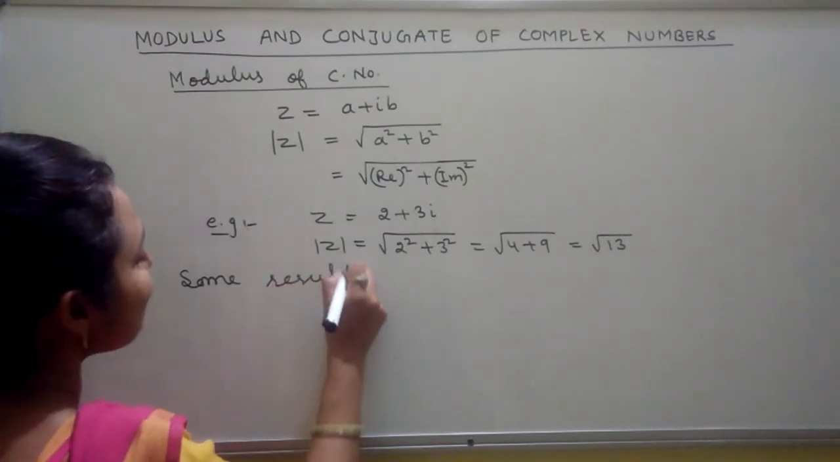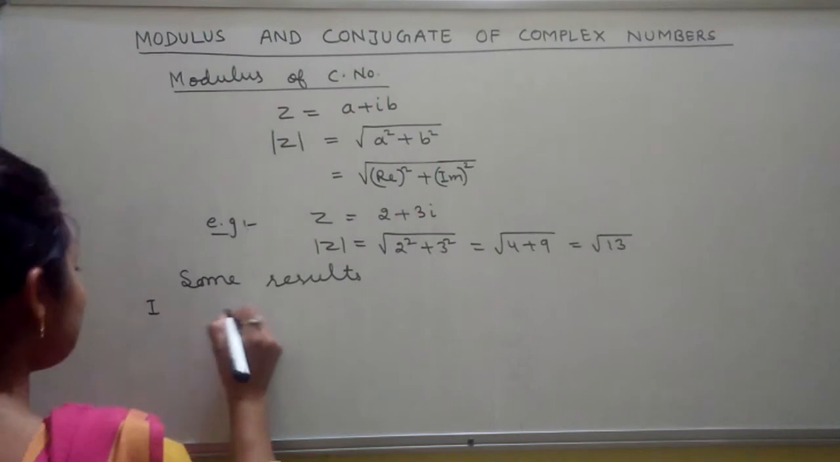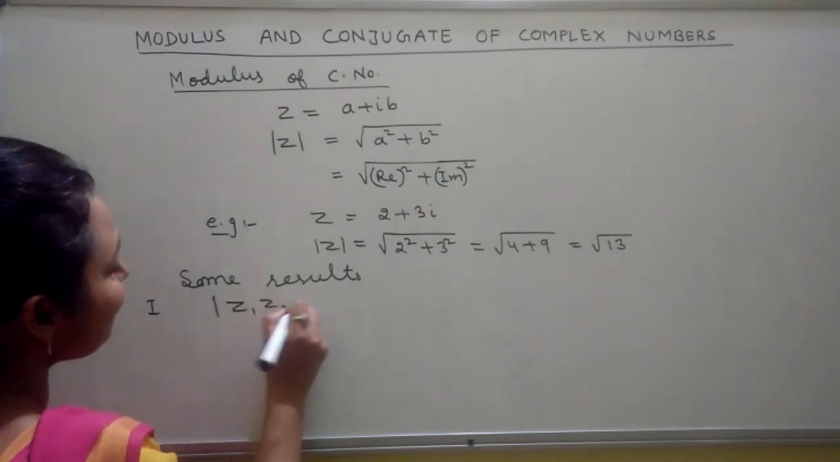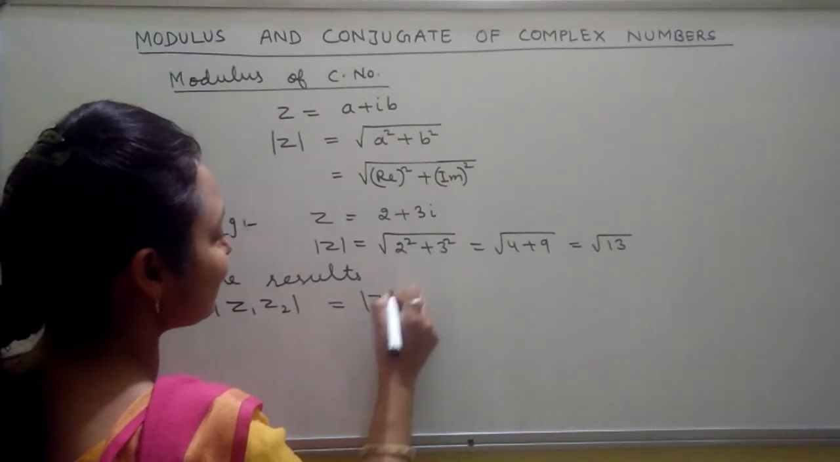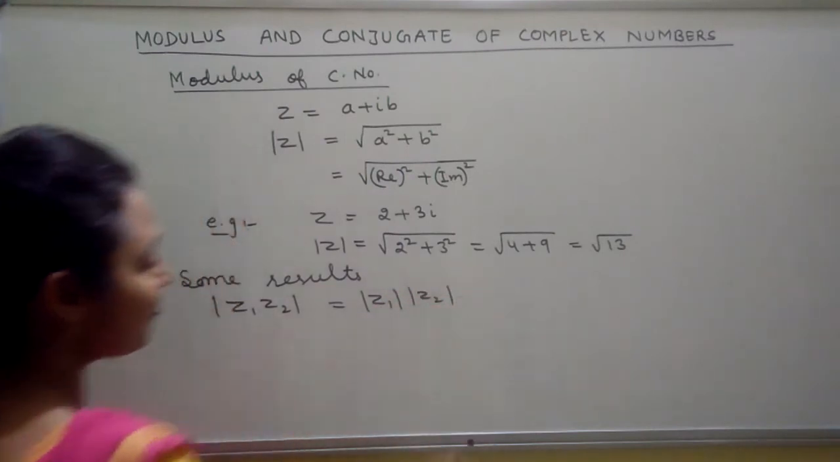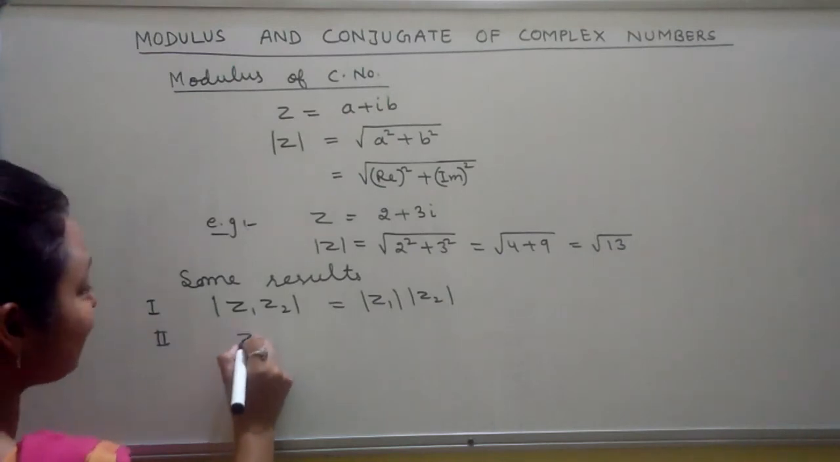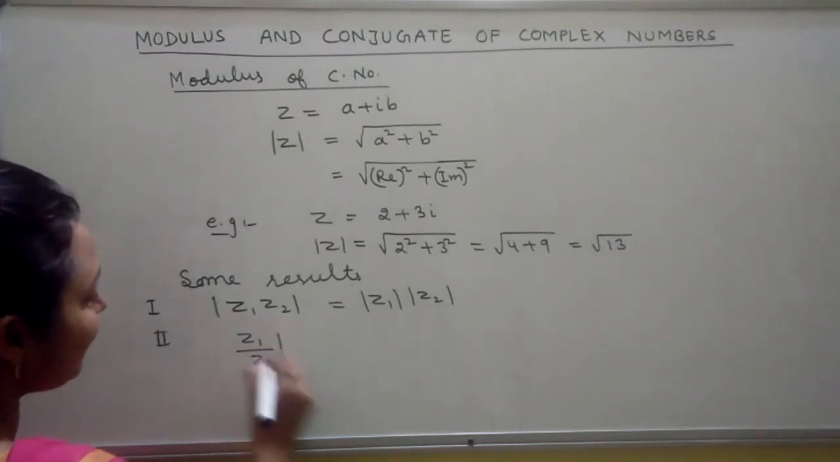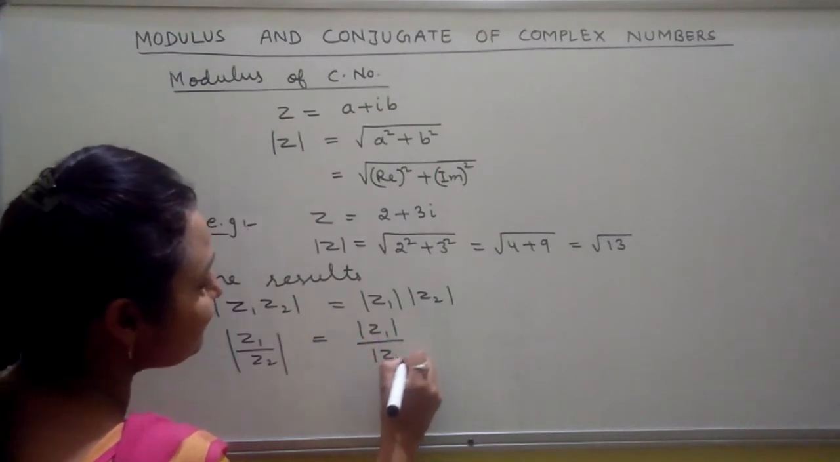Now come to the properties, the results related to the modulus. The first result: the modulus of the product of two complex numbers, you can write as |z1| |z2|. Second, if there are two complex numbers in division form, you take the modulus separately like this.